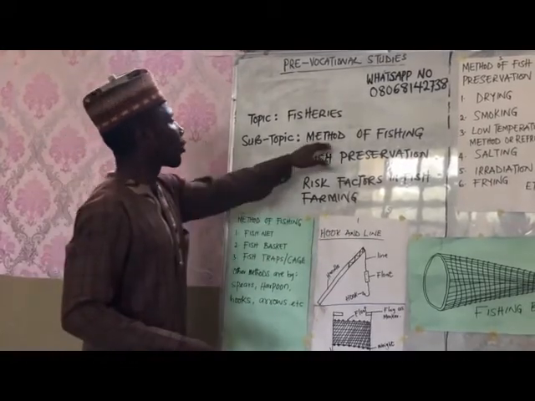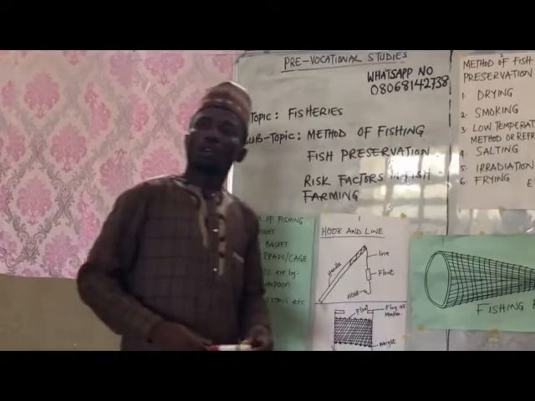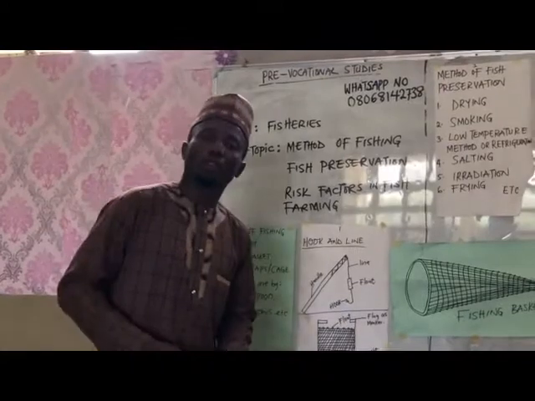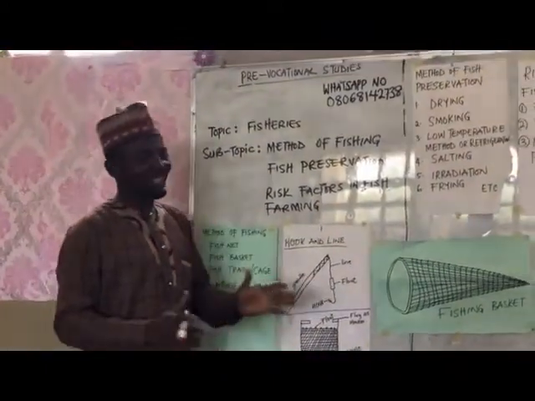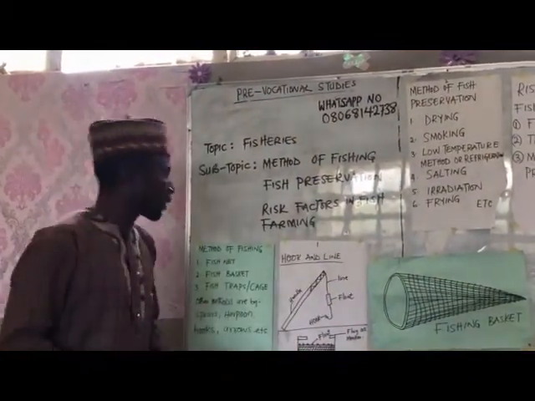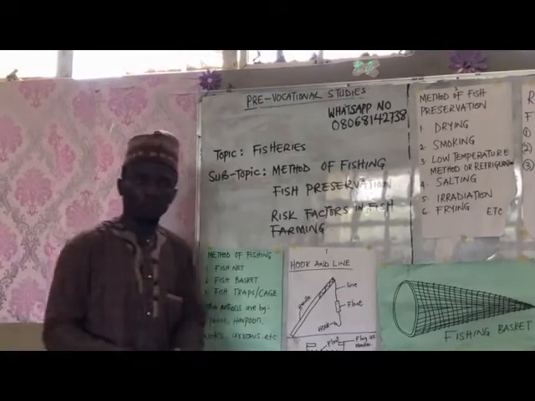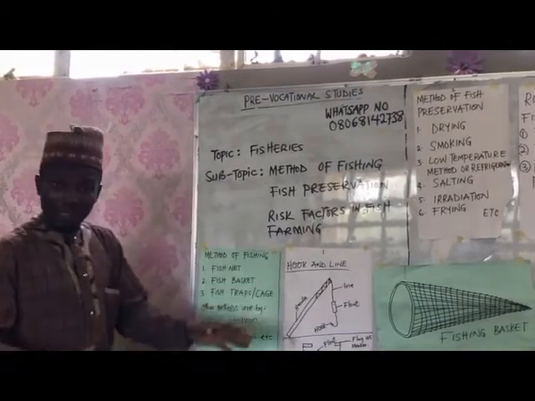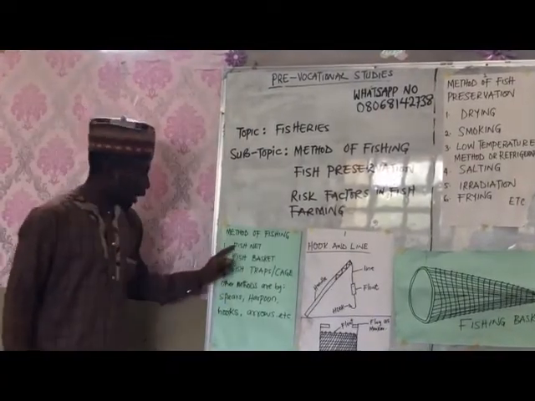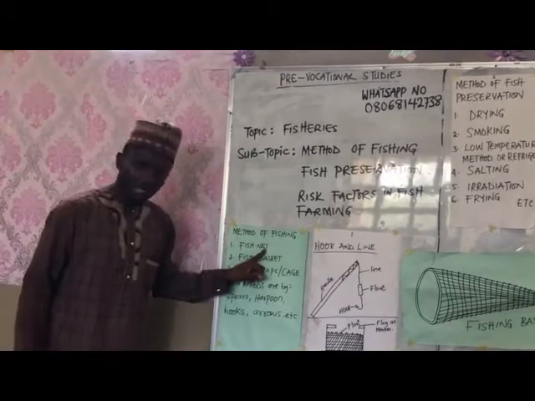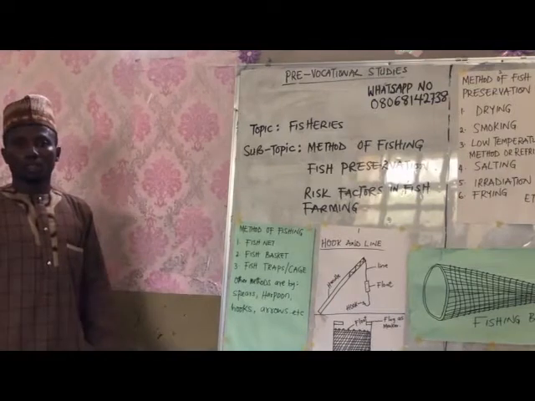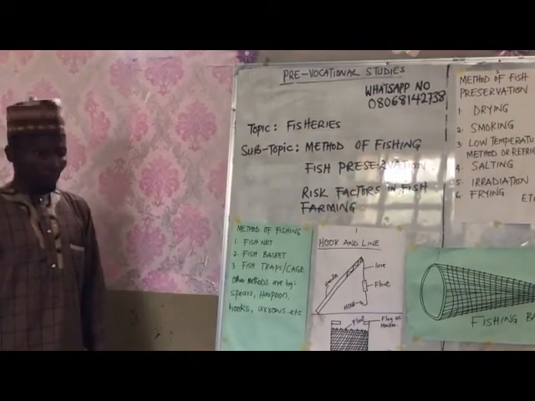So when you say method of fishing, when you have reared your fish to maturity stage and they have matured, the next thing to do is to harvest them. How do you harvest? We have different ways of harvesting fish, which we refer to as method of fishing. One, we have fish net. We can use net to harvest our fishes when they have gone to maturity stage.